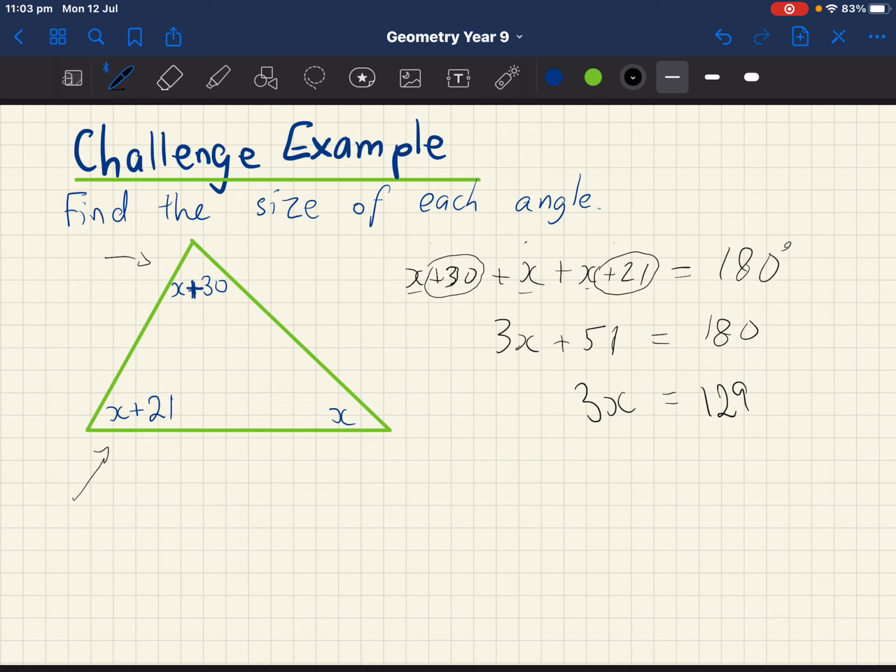We've got 3 lots of x. So again, we've got to divide by 3. So we're going to go 129 divided by 3. If you've got a calculator, just type it into that. But it's not too bad either way.